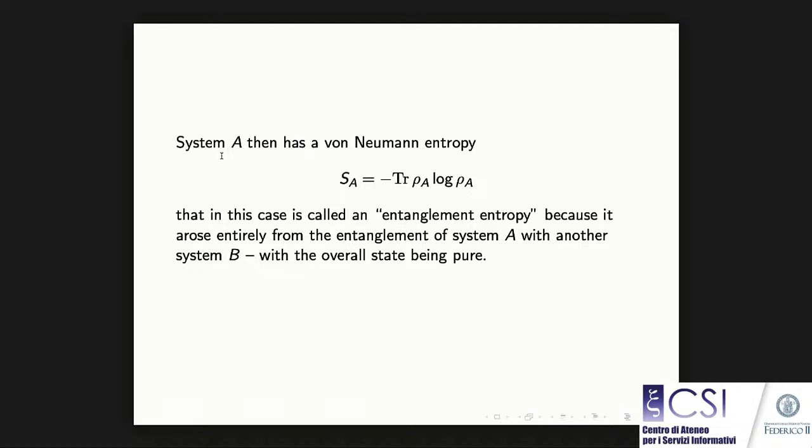System A then has a von Neumann entropy, which I introduced at the beginning, minus the trace of rho A log rho A. And in this case, it's called entanglement entropy because it arose entirely from the entanglement of system A with another system B, with the overall state being pure.